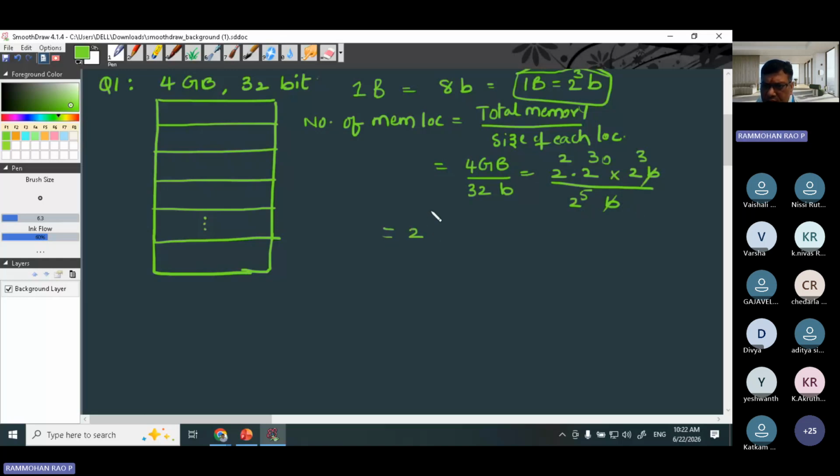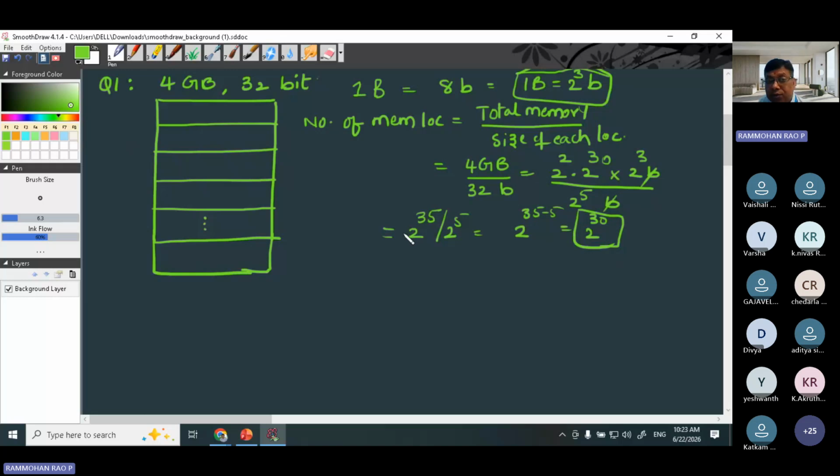Then 2 power 2 plus 30 is 32, plus 3 is 35. 2 power 35 divided by 2 power 5. What will happen in this division? It will become 2 power 35 minus 5, 2 power 30. So what do you mean by 2 power 30? Number of memory locations are 2 power 30. These are all 2 power 30 memory locations.